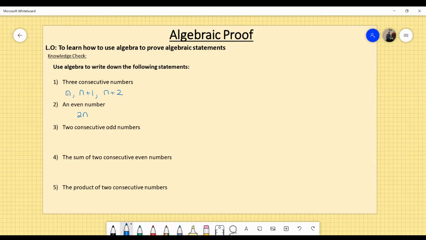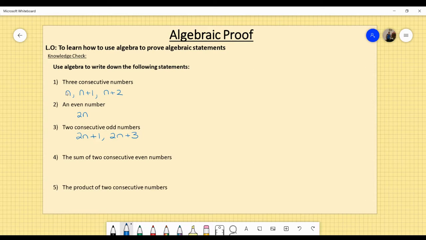Question 3 then, so 2 consecutive odd numbers. So if we think of an odd number, it's always 1 after an even number or 1 before an even number, but again, trying to think positively. So therefore, our first odd number will be a multiple of 2 plus 1. And therefore, the next odd number after that, so remember if you're thinking 3 to 5, you will go up by 2. So your next consecutive odd number, you would go up by 2, giving us 2n plus 3.